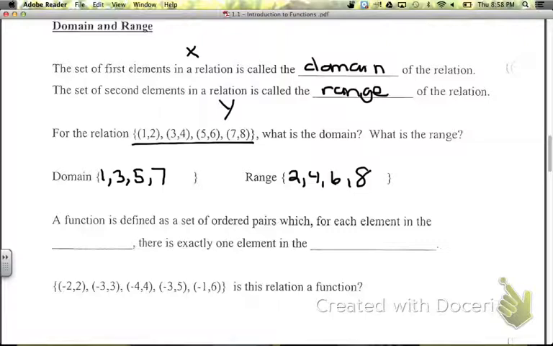So a function is defined as a set of ordered pairs, which for each element in the domain, there is exactly one element in the range. So what that's saying, again, is that for every x, there is only one y.